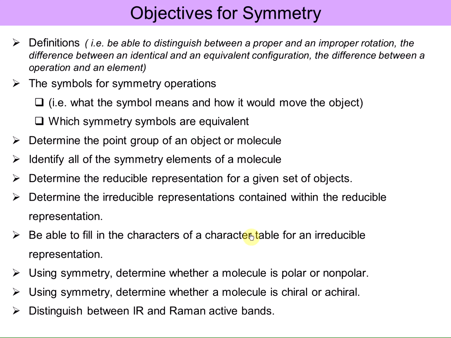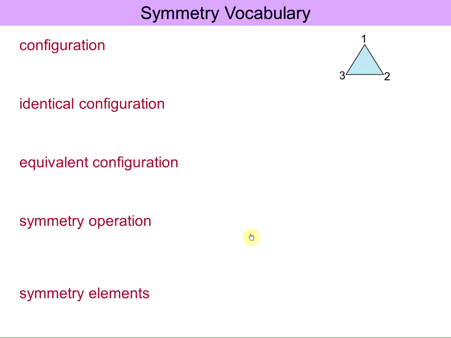And with the applications of symmetry, we should be able to distinguish between IR and Raman active bands. Lastly, we want to be able to also construct a molecular orbital diagram of a molecule containing more than 2 atoms. Now, some of these things you may not understand what they are just quite yet, so reducible and irreducible representations, we will cover that in one of our lectures. But let's start on the symmetry vocabulary.